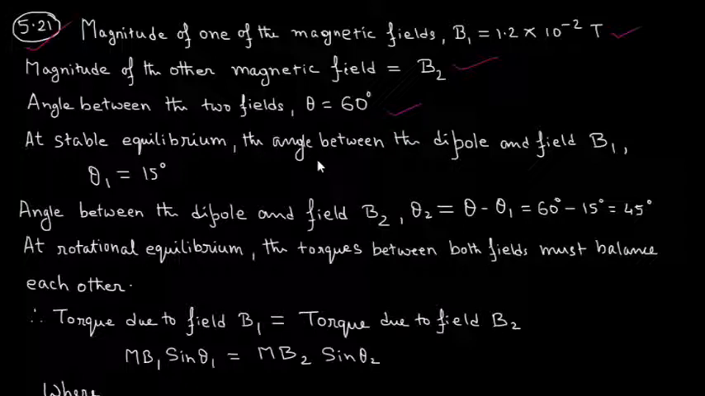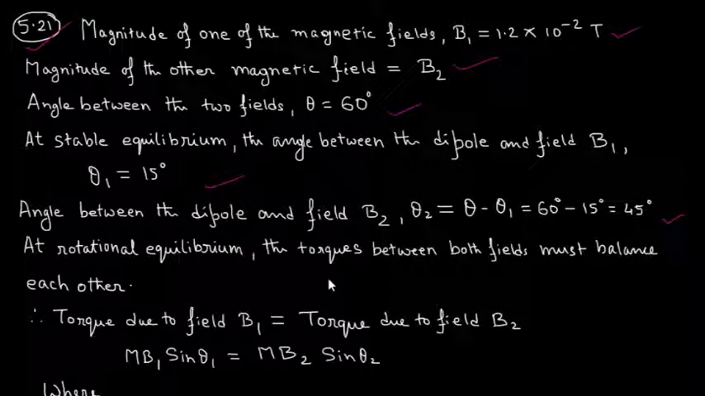And stable equilibrium. At stable equilibrium, the angle between the dipole and the field B1 is equal to theta 1. Theta 1 is equal to 15 degrees. Angle between the dipole and the field B2 is theta 2, which is equal to theta minus theta 1, that is 60 degrees minus 15 degrees, that is 45 degrees.